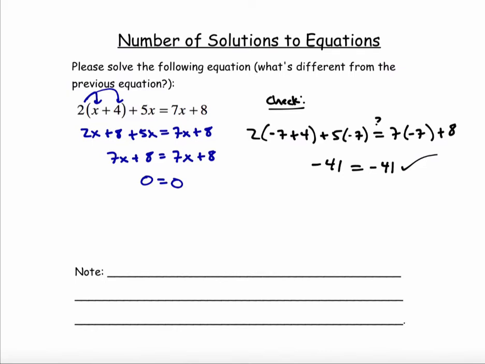So the takeaway from this again is if you're solving an equation and you end up with an obviously true statement, like 0 equals 0 or 7x plus 8 equals 7x plus 8, boom, infinitely many solutions. And if you're dealing with just one variable, all real numbers. All right, last little bit.